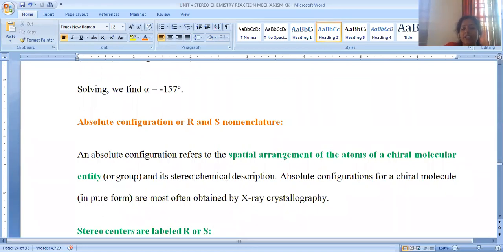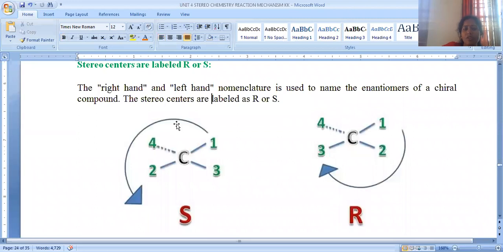Spatial arrangement means, when we take a chiral carbon atom, what is the arrangement of the 4 different functional groups around this chiral carbon atom? What is the priority of those 4 different functional groups? That is denoted by this absolute configuration. Absolute configuration is mainly used to define the position of functional groups around the chiral carbon atom. So, for example, let us take these two examples.